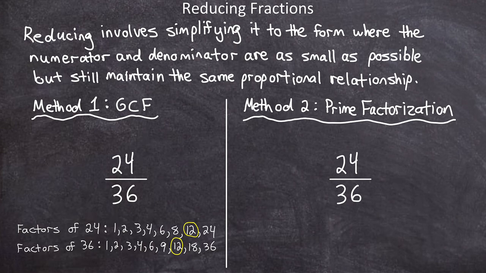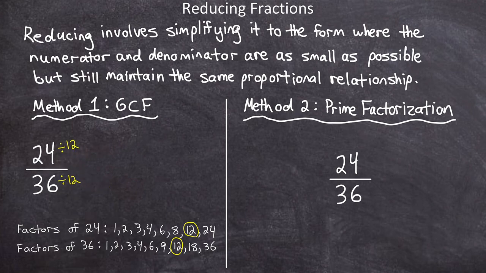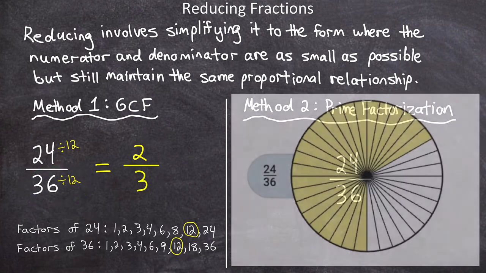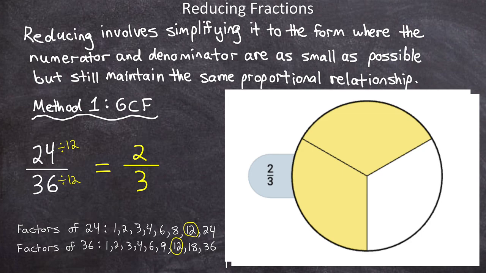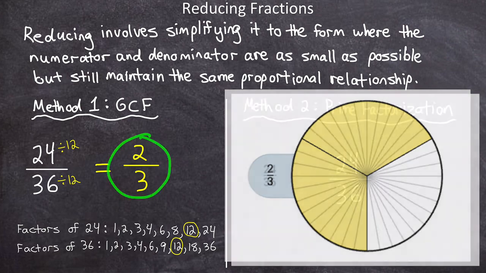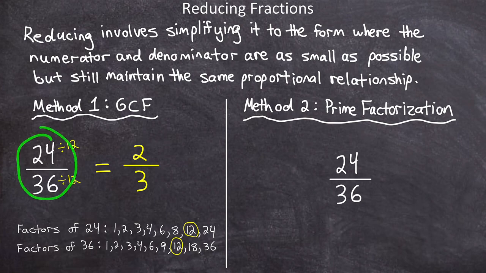So then what we do is divide both the numerator and denominator by 12. Now let me move this over so I have a little bit of room to write my reduced but equivalent version of this fraction. 24 over 36 would be equal to, well, 24 divided by 12 is 2, and 36 divided by 12 is 3. So the fractions 24 over 36 and 2 over 3 represent the same proportion. They have the exact same value. Just 2/3 is the reduced version of 24 over 36.